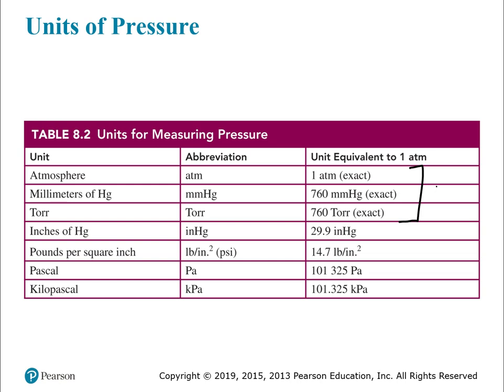However, the remaining numbers for inches of mercury, pounds per square inch, and all these others, those are not exact. So if you have to do a problem with these, you have to take into account the number of significant figures in your conversion. This is another good table that you'll want to have in your notebook for quick reference. You do not need to memorize it, though.